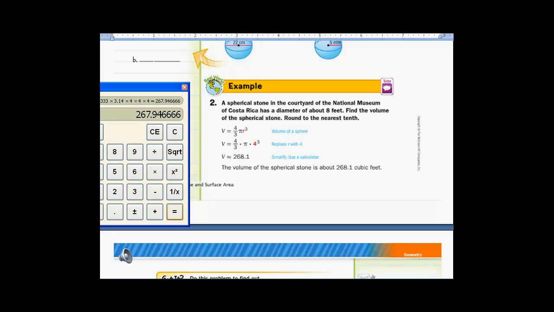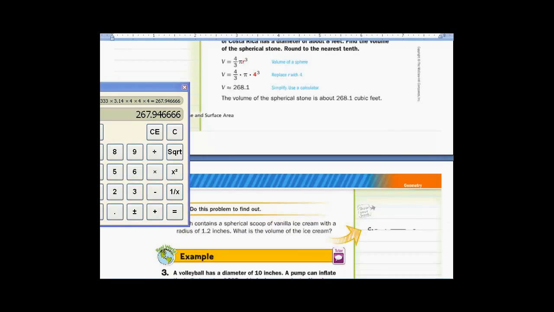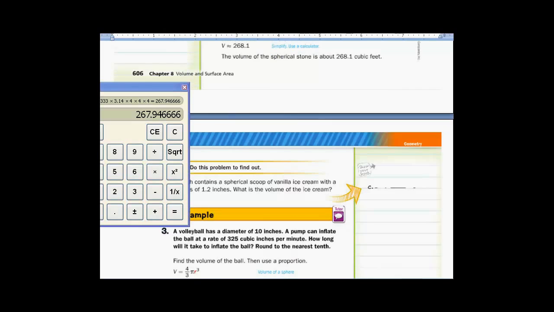267.9. That's how big we've got it. Okay, and if you use pi like they did in the book, the button, it was 268.1. Same thing. All right, I want to move on to example 3, because that's the only one different in this lesson that you have to do something a little bit different. So let's go ahead and skip that. We're going to go right to example 3.